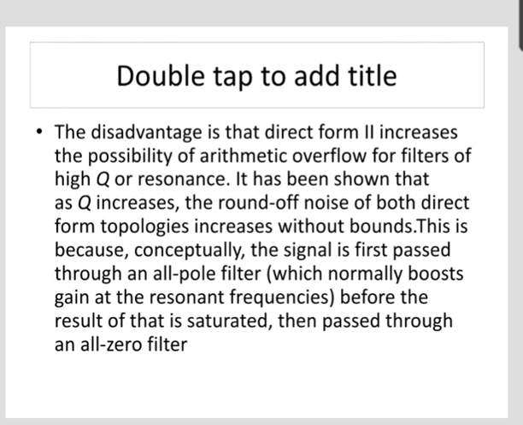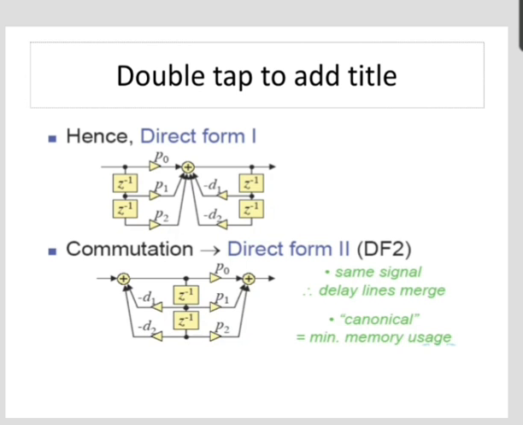The disadvantage is that direct form 2 increases the possibility of arithmetic overflow for filters of high Q or resonance. It has been shown that as Q increases, the round off noise of both direct form topologies increases without bound. This is because conceptually the signal is first passed through an all pole filter before the result of that is saturated, then passed through an all zero filter. So these two are the diagrams for direct form 1 and direct form 2.